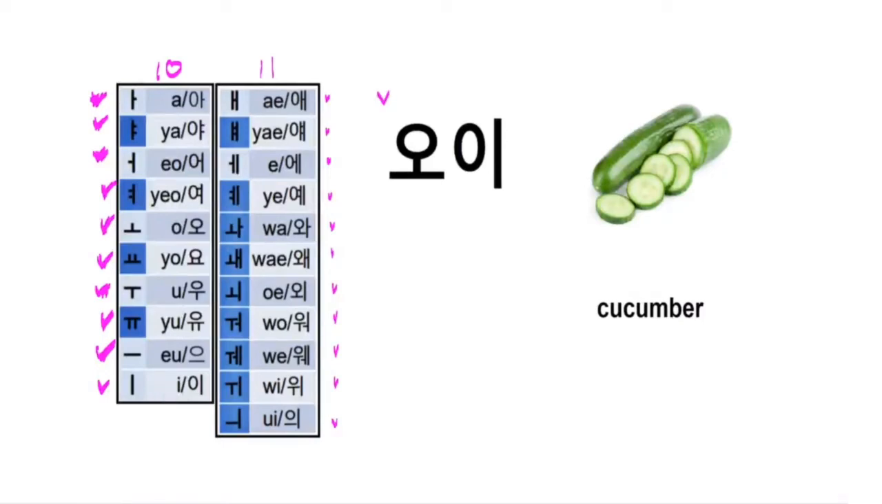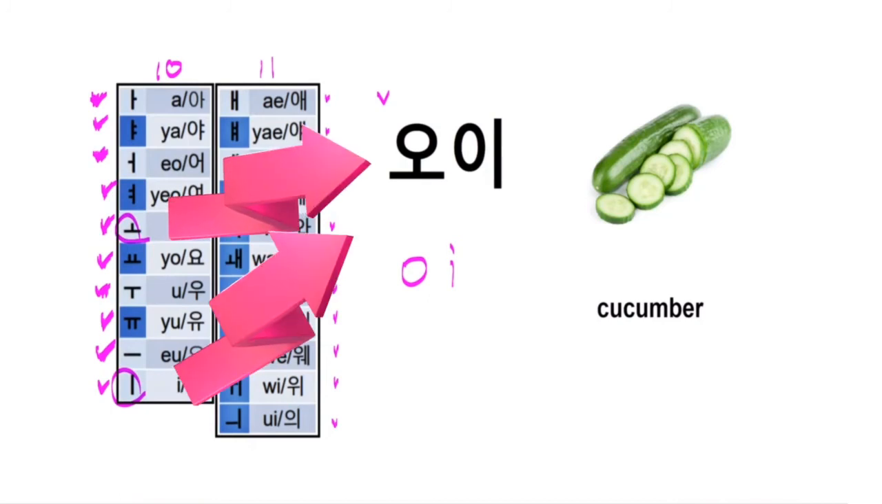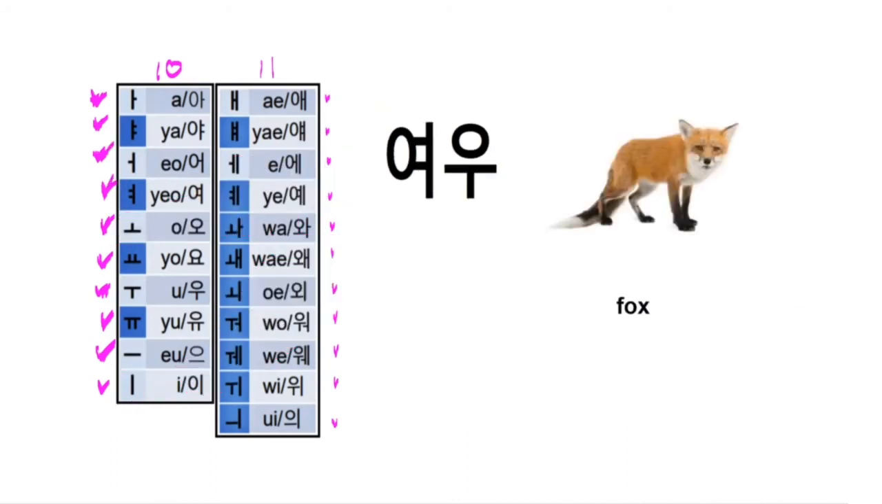Where is it? A, ya, o, yo, o. And yo, u, u. Yes, here it is. Repeat after me. O, E. Good. It means cucumber. Okay, good. Next. Let's read this word.